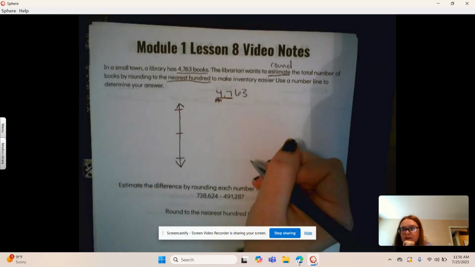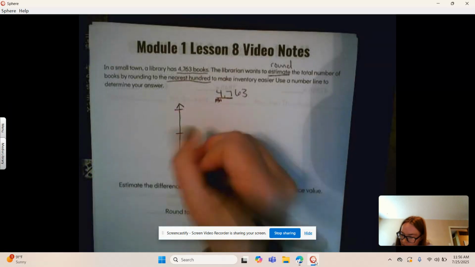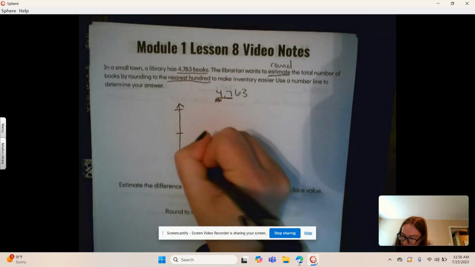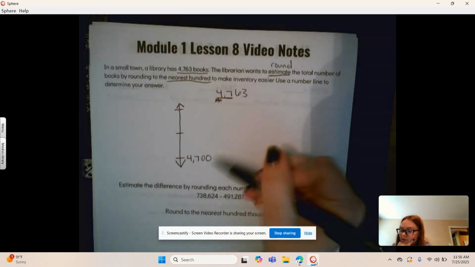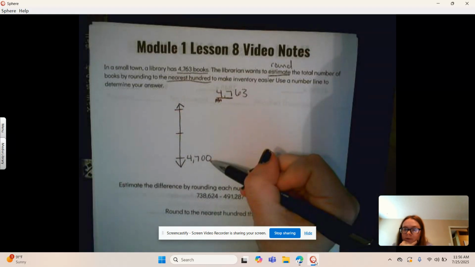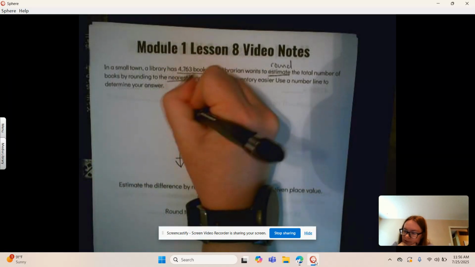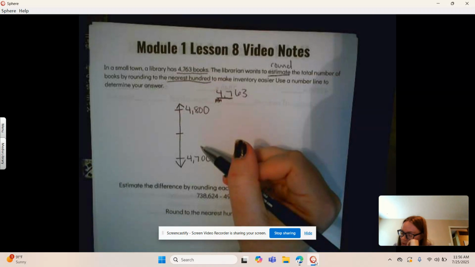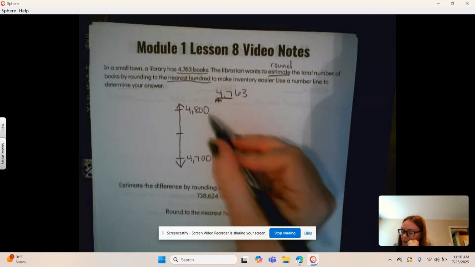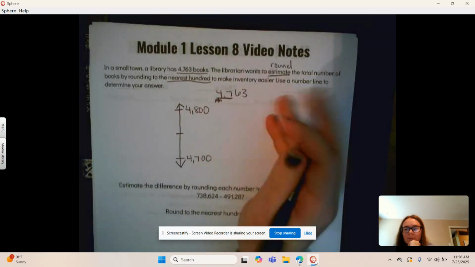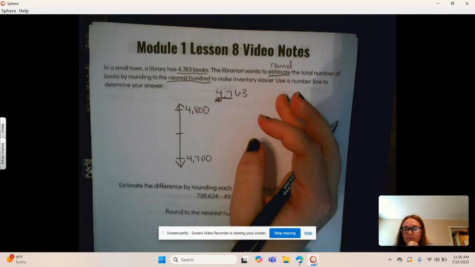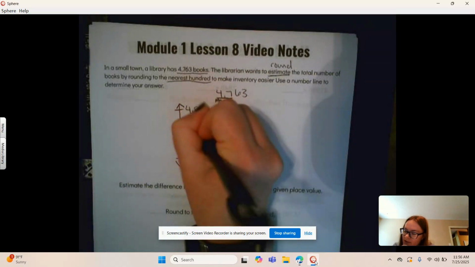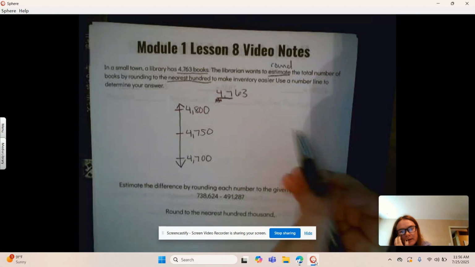How many hundreds do we have in this number? We have 47 hundreds. Good. So our number is 4,700 on the bottom. What's the next hundred? 4,800. Good. What's the number halfway between 4,700 and 4,800? What would our midpoint be? 4,750. Good.